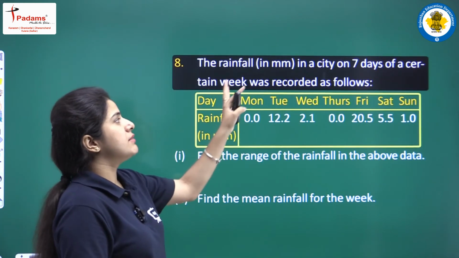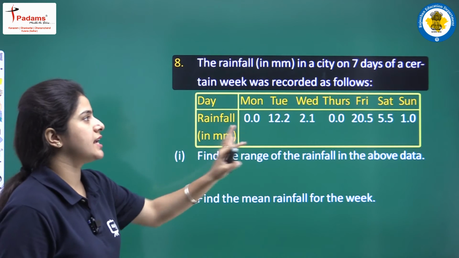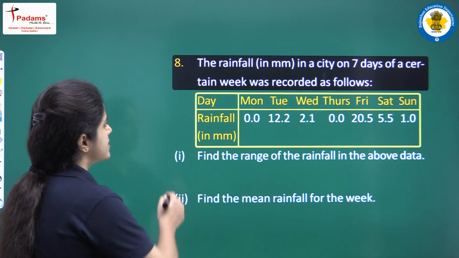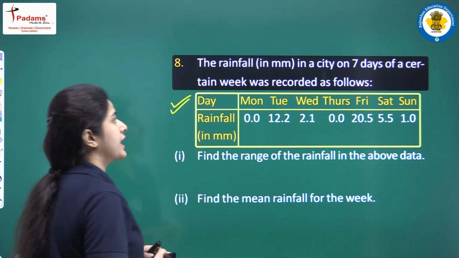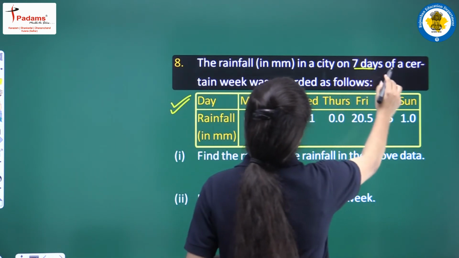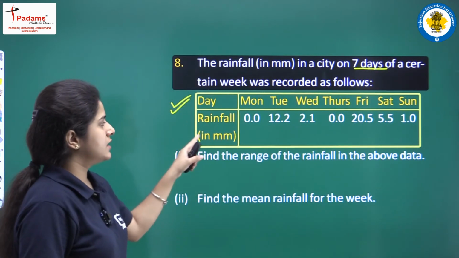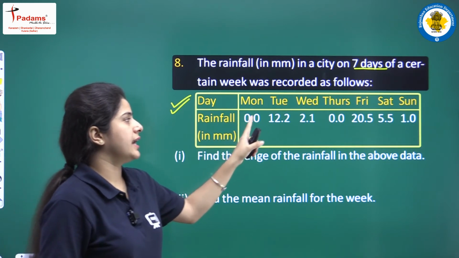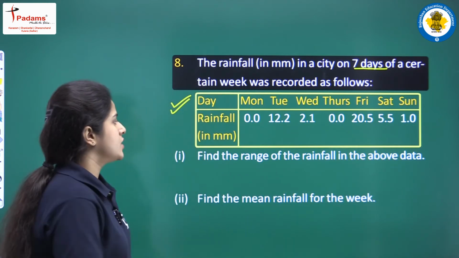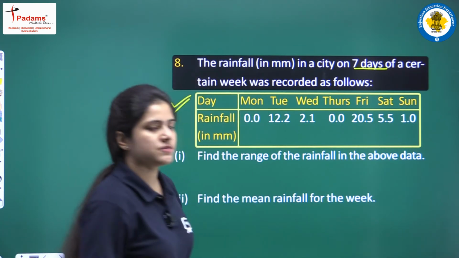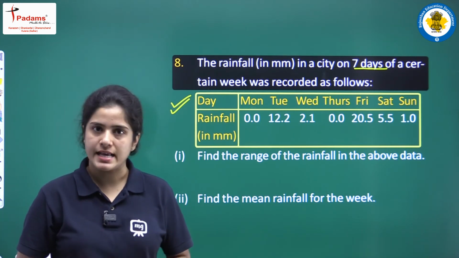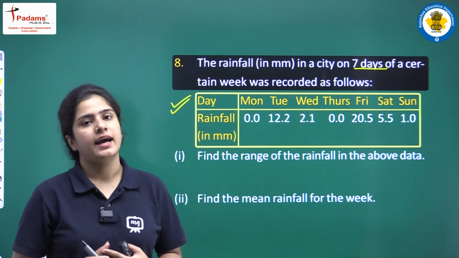The rainfall in millimeters in a city on 7 days of a certain week was recorded as follows. Alright students, this is the table in which we are given the rainfall in millimeters for 7 days: Monday, Tuesday, Wednesday, Thursday, Friday, Saturday and Sunday. Find the range of the rainfall in the above data. To find the range, we need to find the day with the highest rainfall and the lowest rainfall.